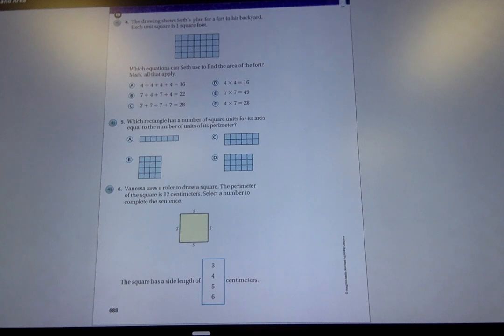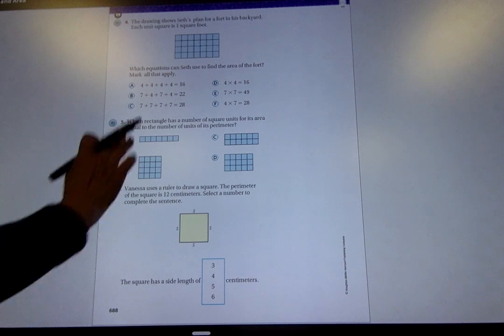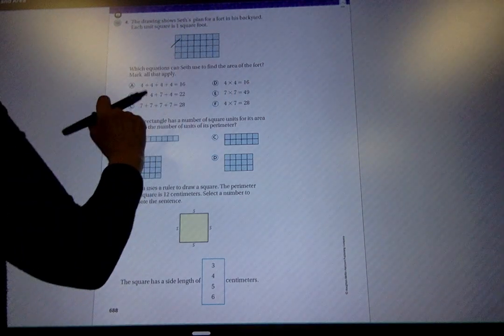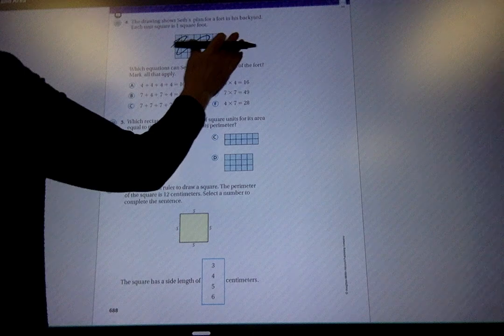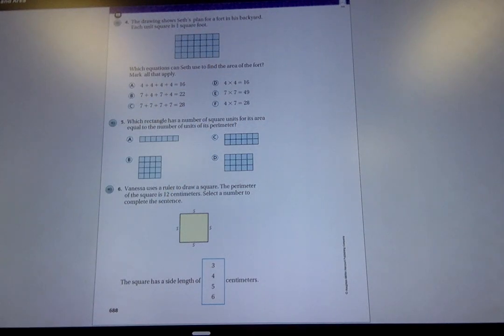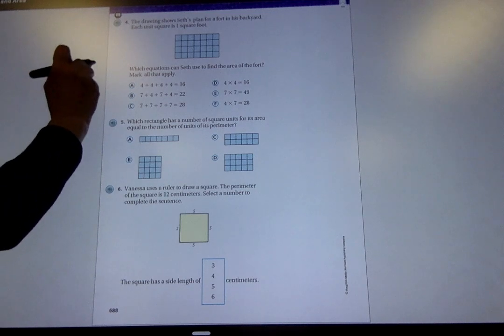Number 4, the drawing shows Seth's plan for a fort in his backyard. Each unit square is 1 square foot. Which equations can Seth use to find the area of the fort? Mark all that apply. So we want to find out how much the whole thing is. Try these out.